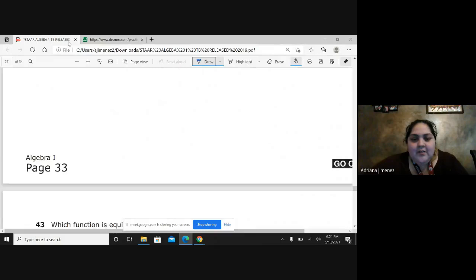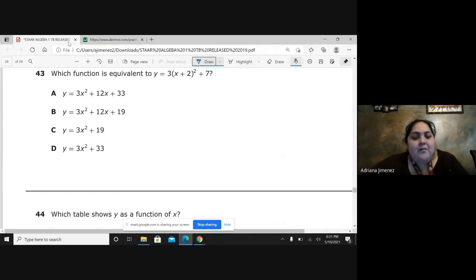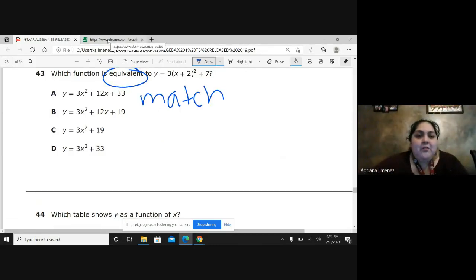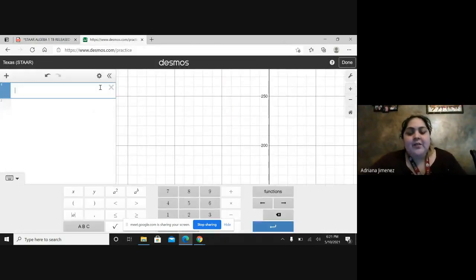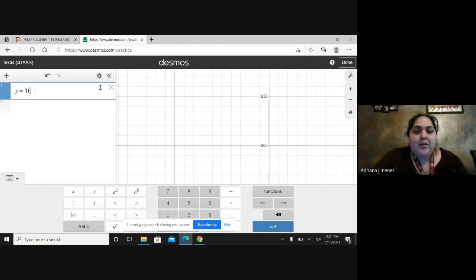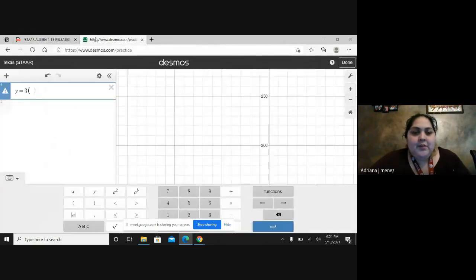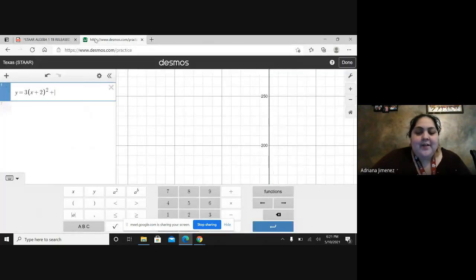Okay. All right, 43, we're almost done. Equivalent. So equivalent again means to match. So you're going to try to figure out which one matches what we have. So we write the equation first. Type that in here, the one in the question. Y equals 3 parentheses x plus 2 squared. And then it said plus 7.